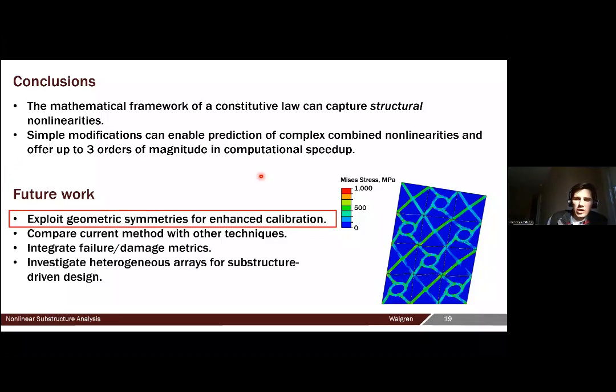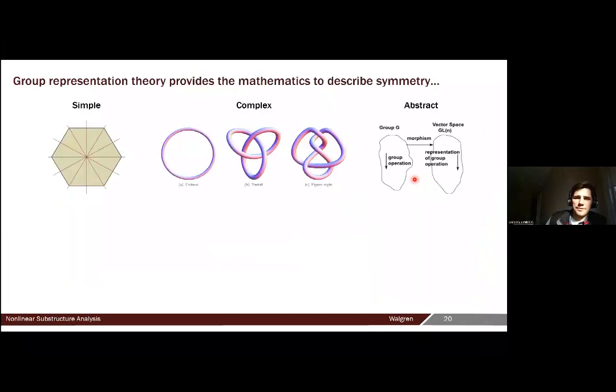So each one of these unit cells has a certain amount of geometric symmetry. And right now, we don't assume any of that for calibration. We just say we have 40 parameters. We kind of hit it with brute force optimization, but we can use group theory to reduce that calibration space. So group representation theory, or point group theory, provides mathematics to describe symmetry.